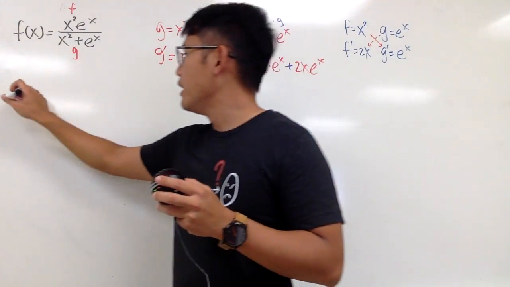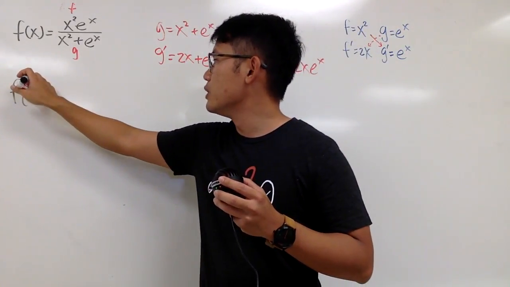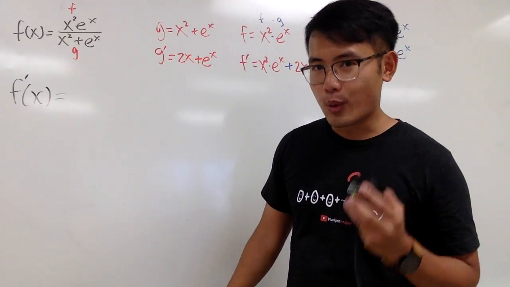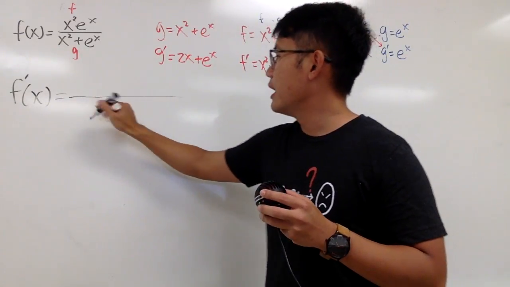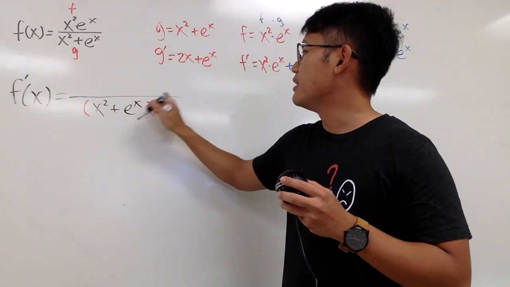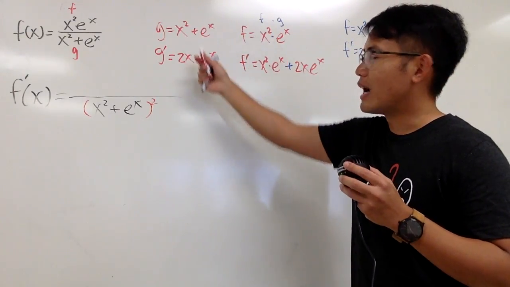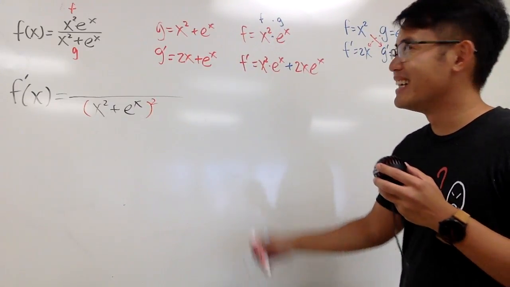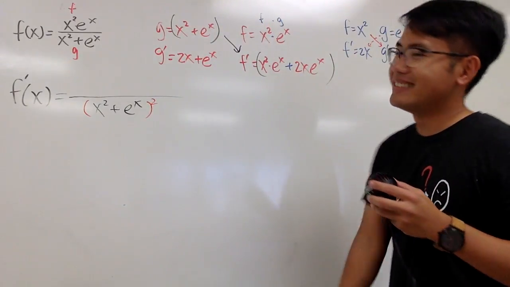Anyway, here we go, f prime of x. Now, we are going to construct the quotient rule. Before we do anything, we should square the denominator. So don't forget about that. I will put this down in parentheses and then square that. So x squared plus e to the x, and then square that. And then for the top, this is how we construct the quotient rule, right? You take this times that. So you take this, multiply by that, right?